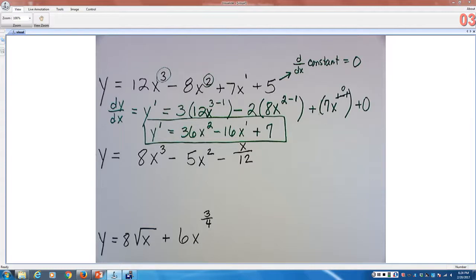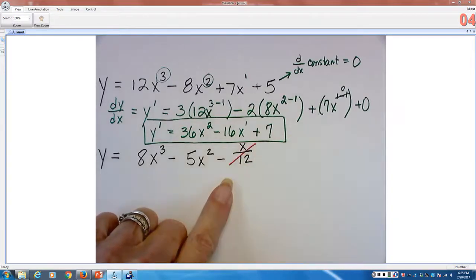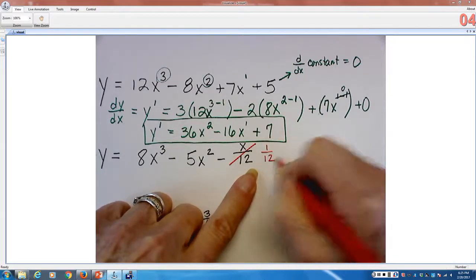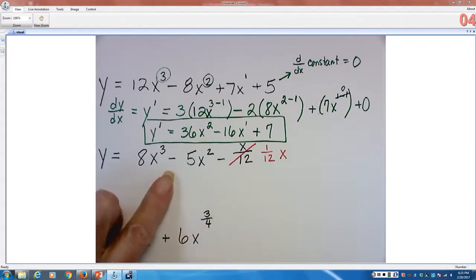We're going to do the same thing with the next one, if you want to write it down. y equals 8x to the third minus 5x squared minus x over 12. But the x over 12 causes a problem for us, so we're going to rewrite x over 12 as 1/12 times x, so that we'll remember that that's really a fractional coefficient. But everything else works the same.